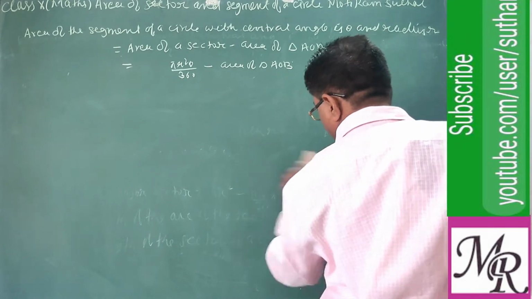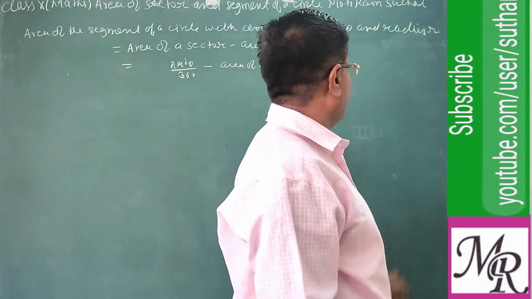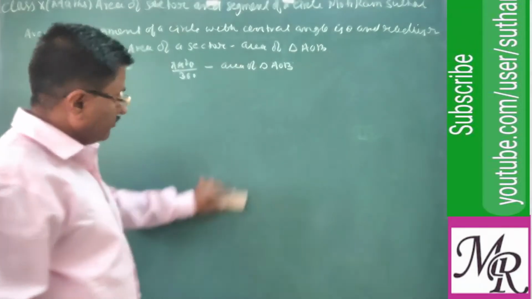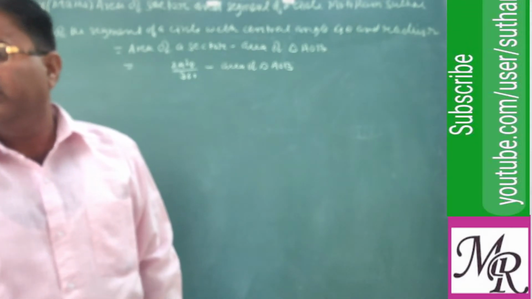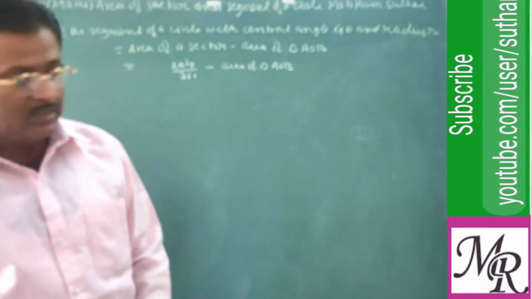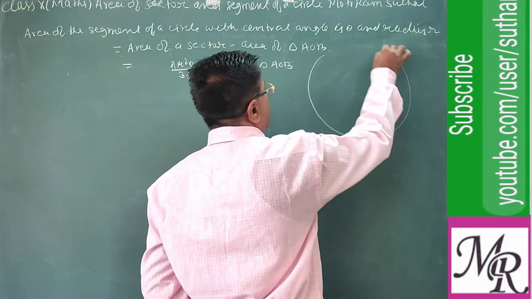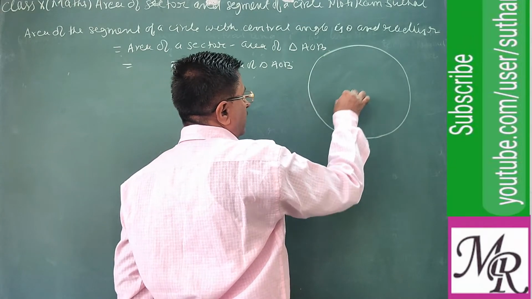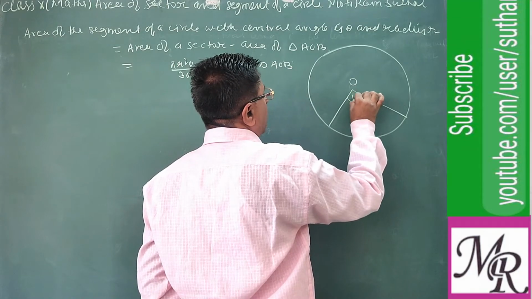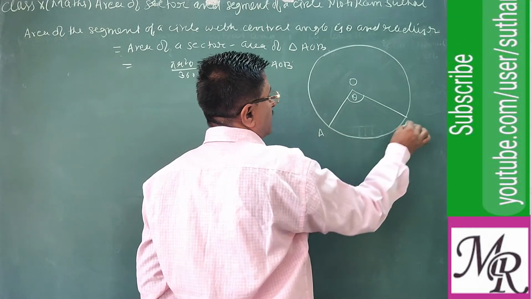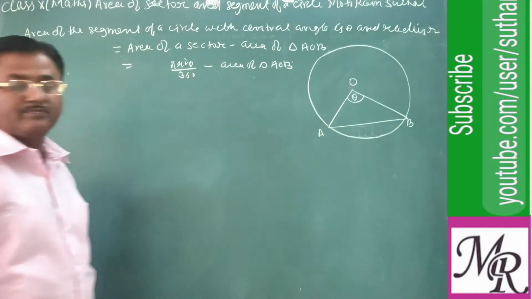The central triangle, where given, how to find it with the help of trigonometry, that we can see. That is not given in your textbook, but it is very important. That's why I am drawing it here. Suppose we are given this circle, and here the central angle is theta, and two boundary points A and B, we join them.